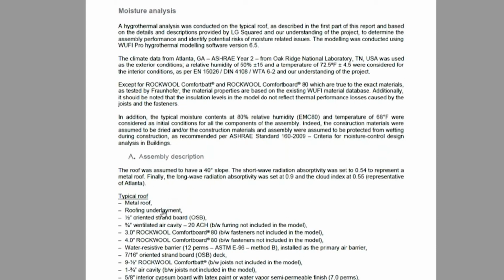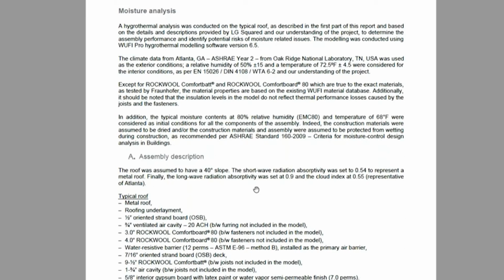And also when it comes to the roof, it was well designed, and the amount of exterior insulation, as you can see in this report, there's 7 inches of Comfortboard on the exterior side of the roof deck. Then below the roof deck, we have an R30 batt between the joists.